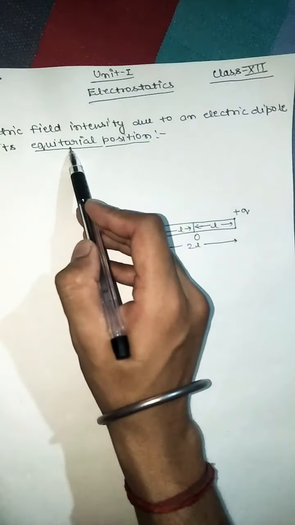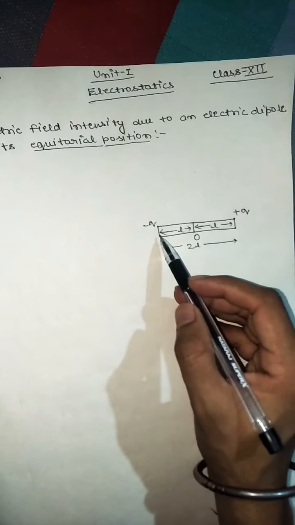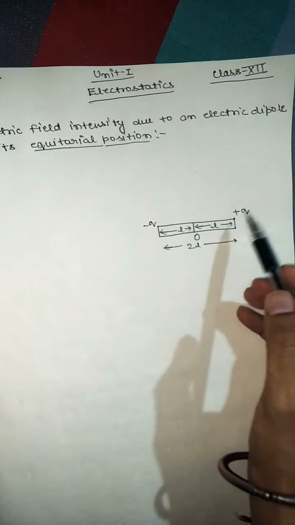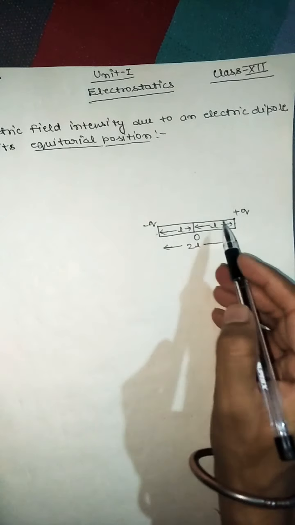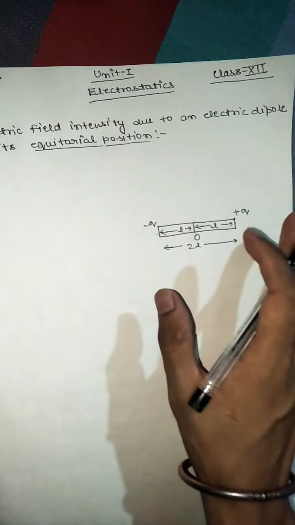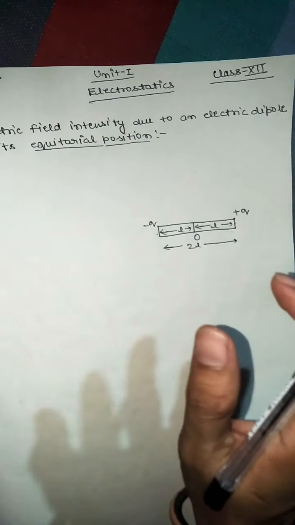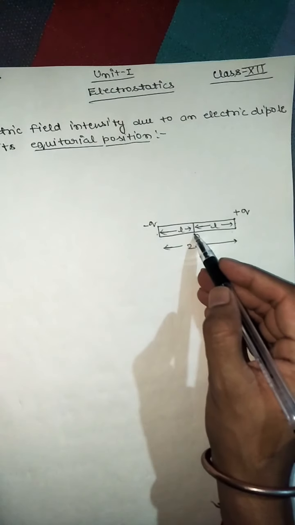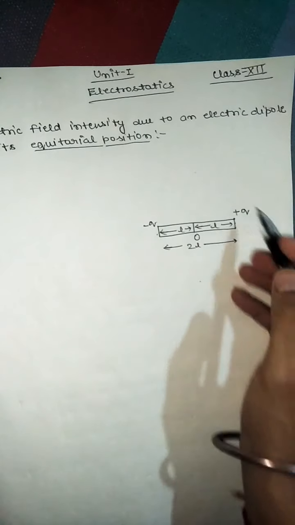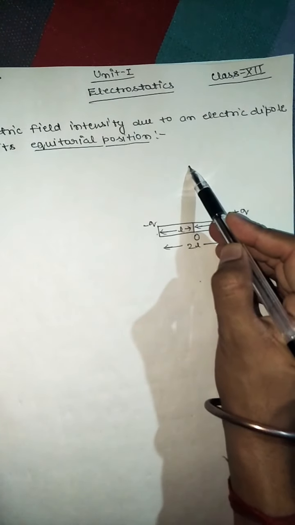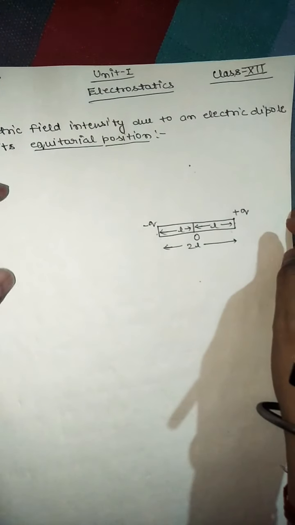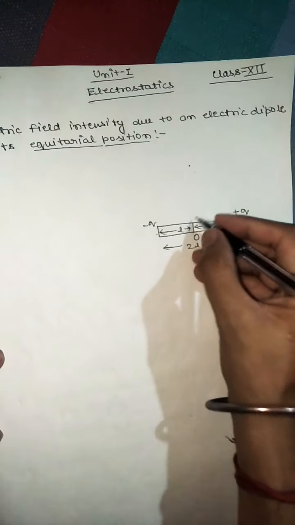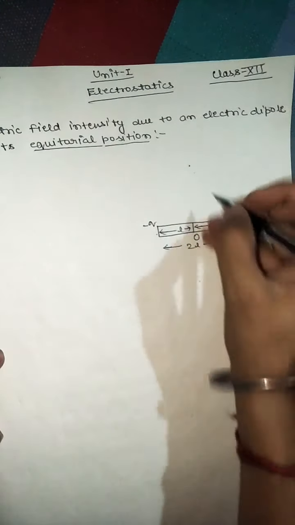What is equatorial position? Equatorial position is that position in which the point is situated equidistant from plus q and minus q charge. From both the charges, a point is to be taken which is at the same distance. That point can be taken on this upside, downside, or we can take it on this upside. Then we can get that particular position of the point. So now here, from the mean point, we are taking that point at a small r distance.